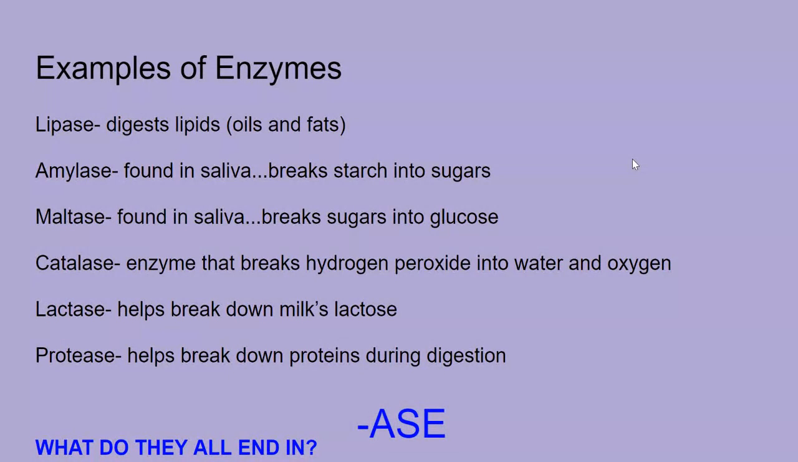So when in doubt, if you ever see, like on a test or a quiz or even like the SOL test, something that ends in ase, you can bet that it's probably an enzyme and that its job is to speed up reactions by lowering the activation energy.